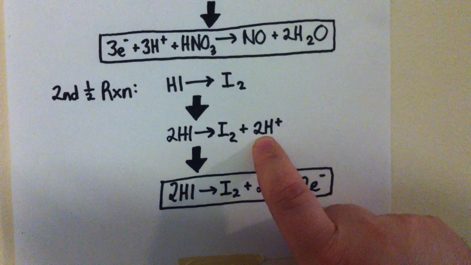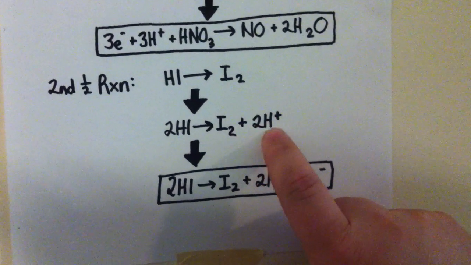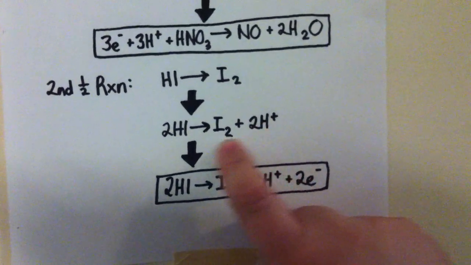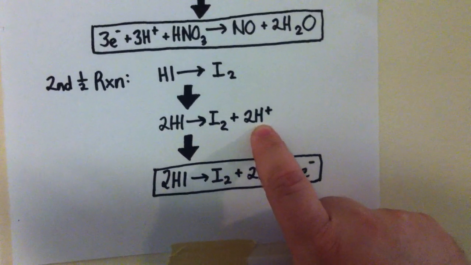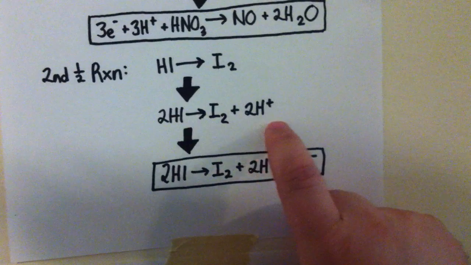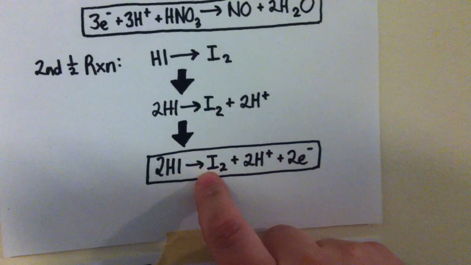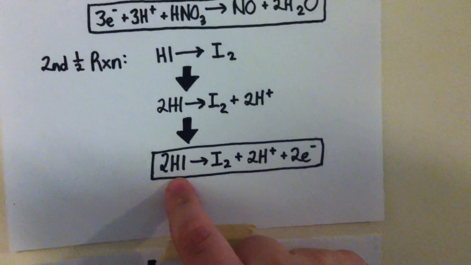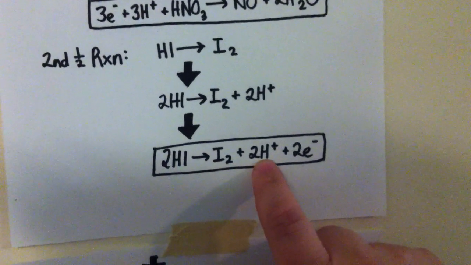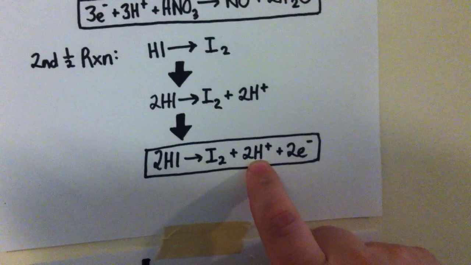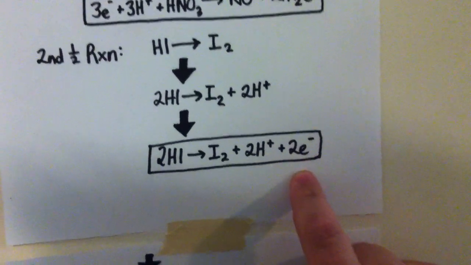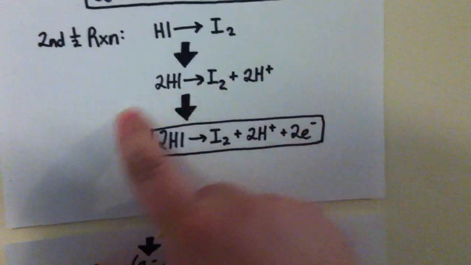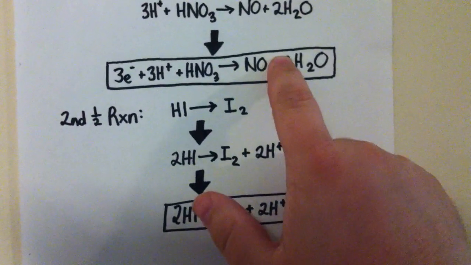We now need to balance our H's, and that can be done by adding the 2 H plus on the right hand side. 2 H's, 2 H's. So my I's are balanced, my H's are balanced. Now all that's left is charge. Left side, no charge. Right side, I had a 2 plus from the 2 H pluses that I added. I can add 2 electrons to negate this. That gives me a completely balanced second half reaction and a completely balanced first half reaction.